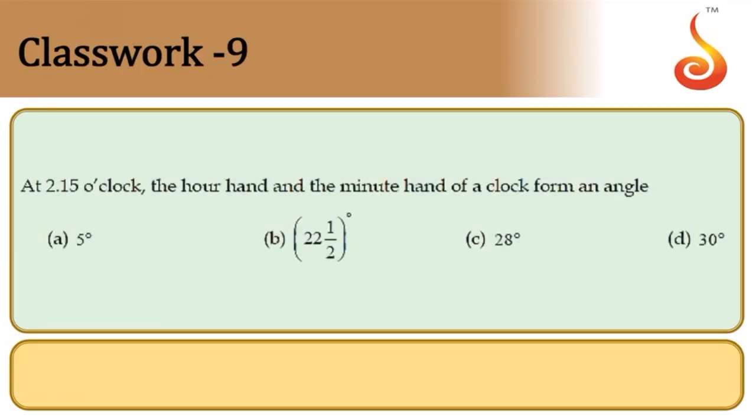So at 2:15 timing, an hour hand and the minute hand of a clock form an angle. So what is the angle which is between them? In a clock, we know that the angle between any two adjacent numbers is 30 degrees. This angle is 30, this angle is 30, this angle is 30.